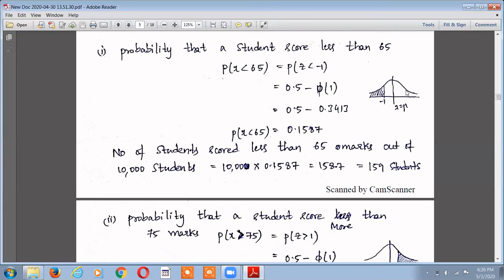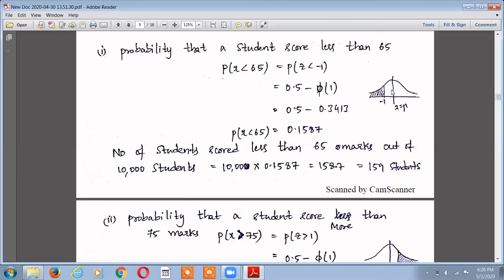If I plot a graph for this, P of z less than minus 1 means the area below the standard probability curve from minus infinity to minus 1. So here you can see the graph from minus infinity up to minus 1. The shaded region is the region of interest now. So how do we find out this area?